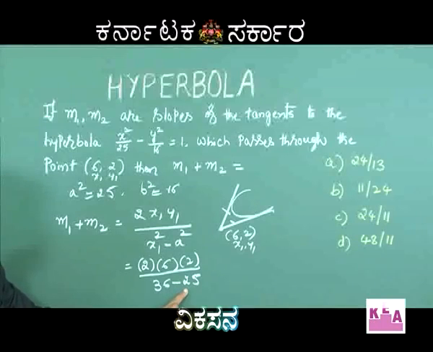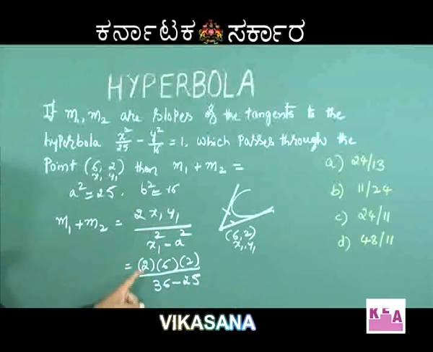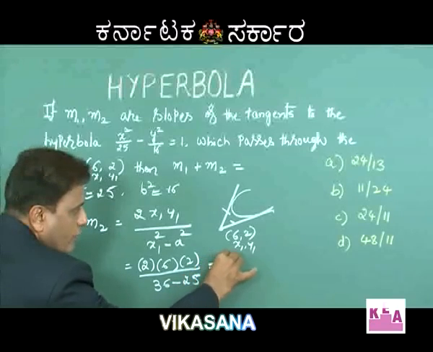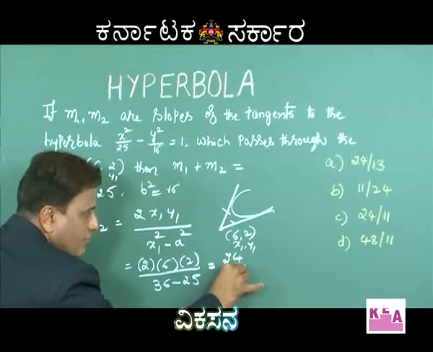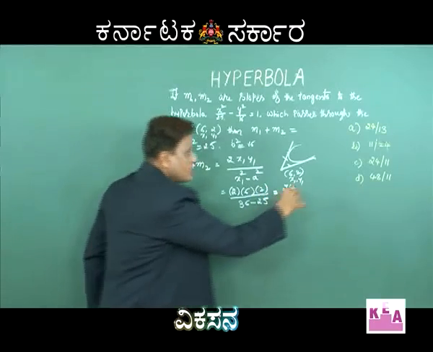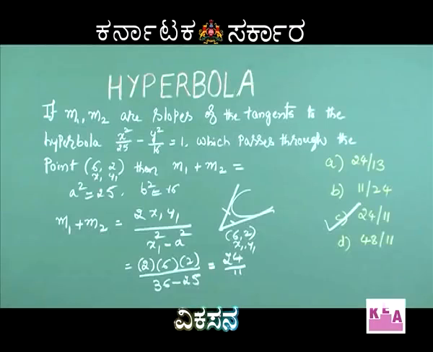So, option A and option B are ruled out, mostly C and D, we will check this one. 6 twos are 12, 12 twos are 24. So, 24 by 11 is the sum of the slopes, option C is the right option. Please note down this example.